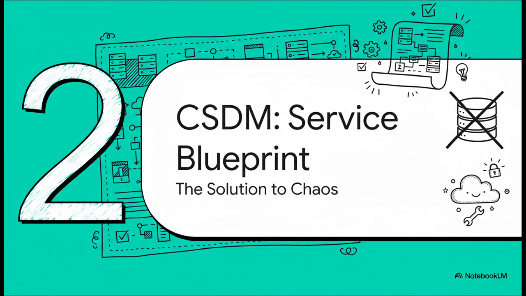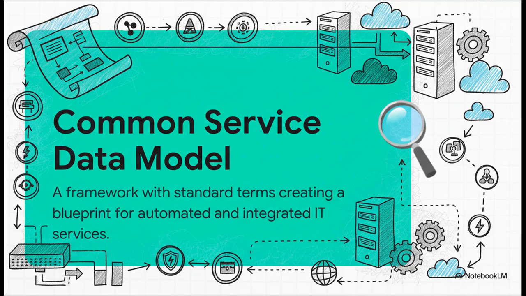Well, the answer is having a clear plan before things go wrong. And that is exactly where CSDM comes in. You've got to think of it not just as a database, but as the master blueprint for your entire service landscape. The official definition is that the Common Service Data Model is a framework that gives you a single, standard way to talk about and map out all of your services in ServiceNow. Really, it's the common language that connects all the technical stuff in your data center to the actual services your business and your customers depend on.